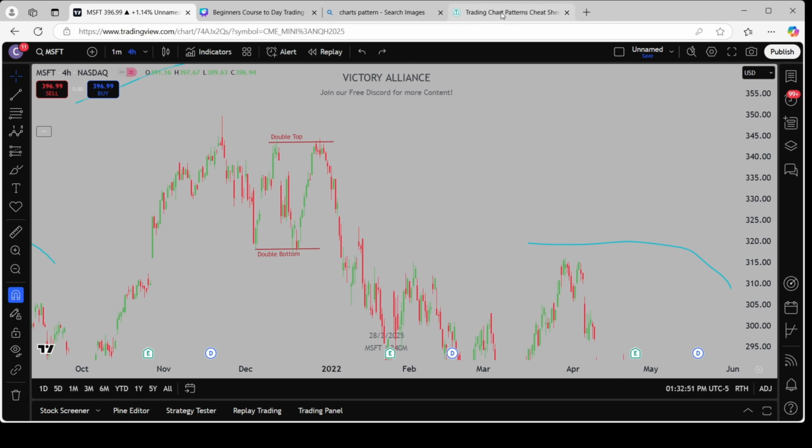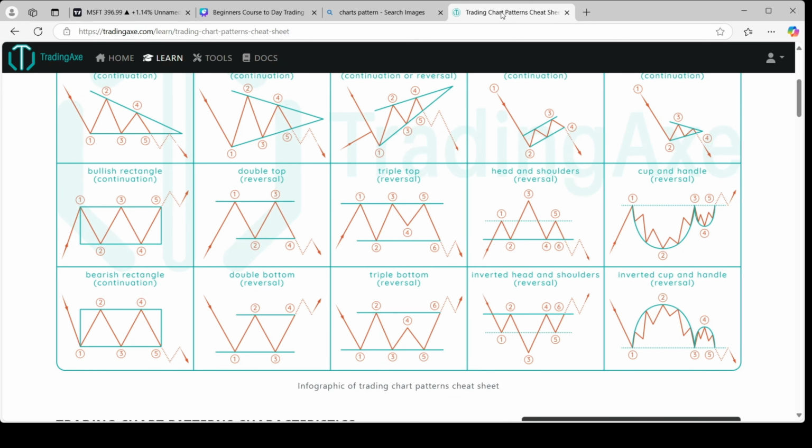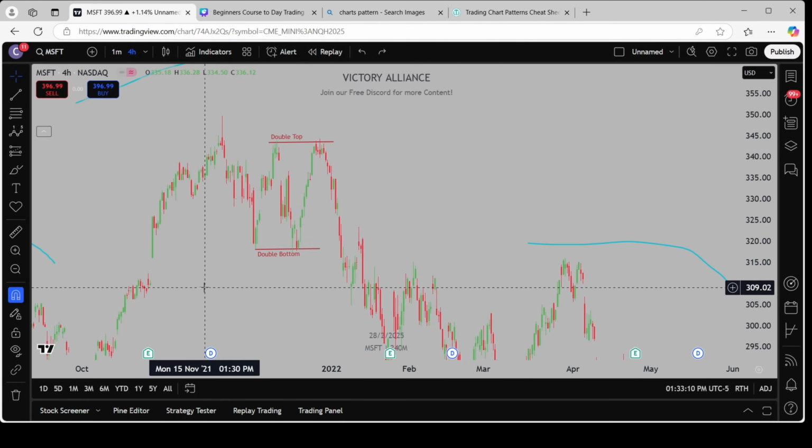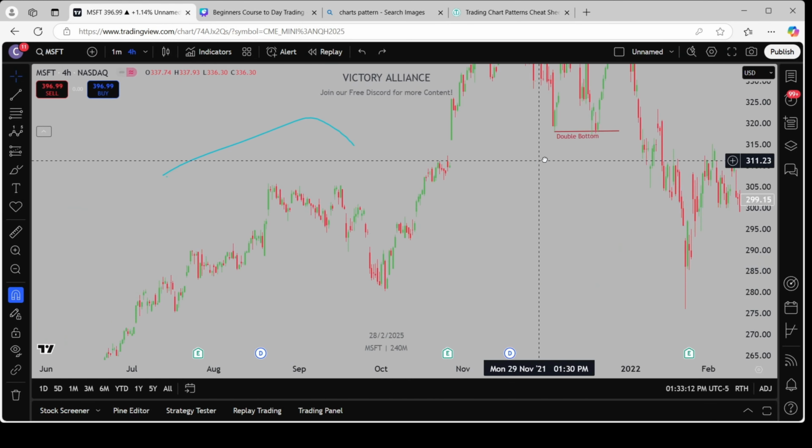All right. Let's go to the chart patterns to see the double top. The double top is a reversal. We're going upward. We hit this level once, came down, hit this level twice, and now the market is reversing to the downside. All right, let's see what else we got.